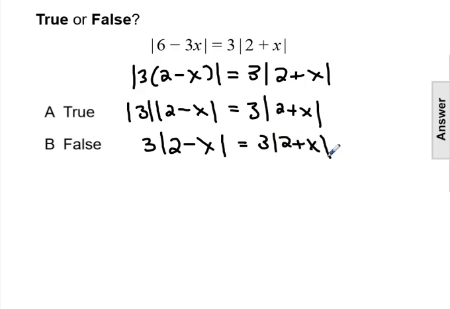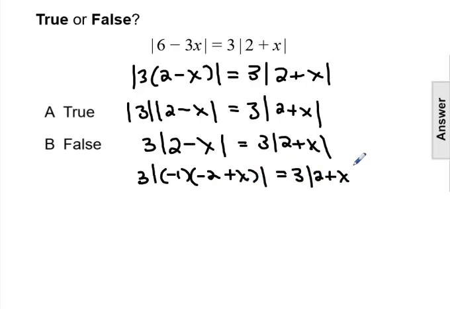So now we have the 3 on the outside, but the real question is, is 2 minus x the same thing as 2 plus x? Even if I try to change the sign of the x, I'm going to have to factor out a negative 1. So then it'll be negative (2 plus x)... But now I have the sign of the x the same, but now I have a negative 2. So then I would factor out or split up the absolute value of negative 1.